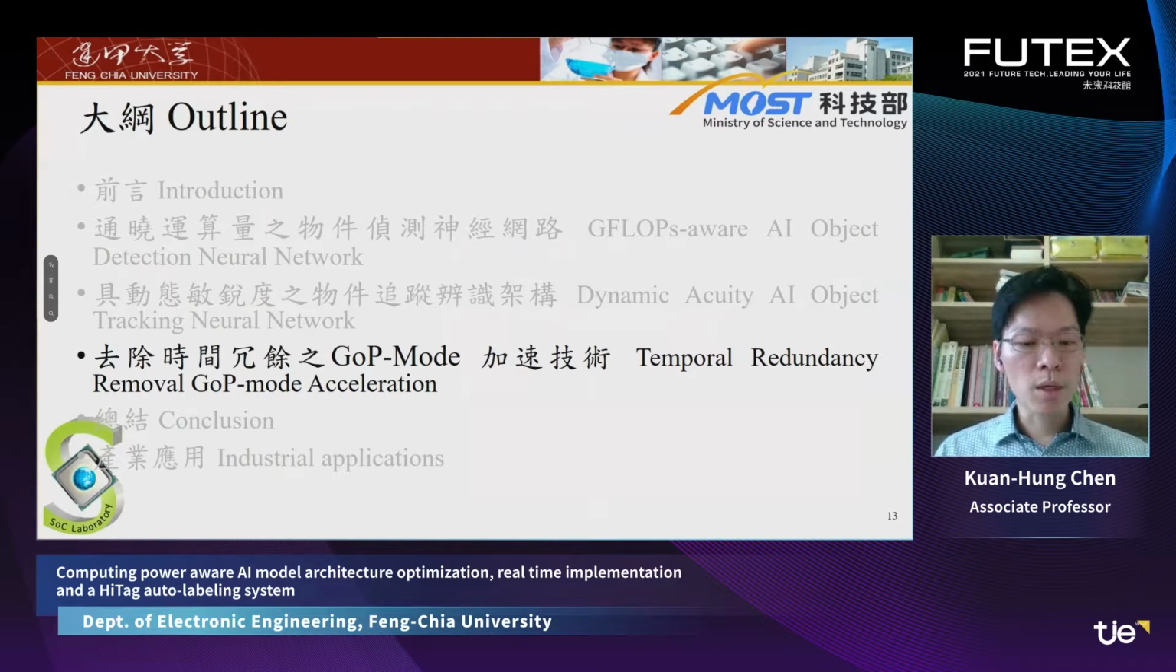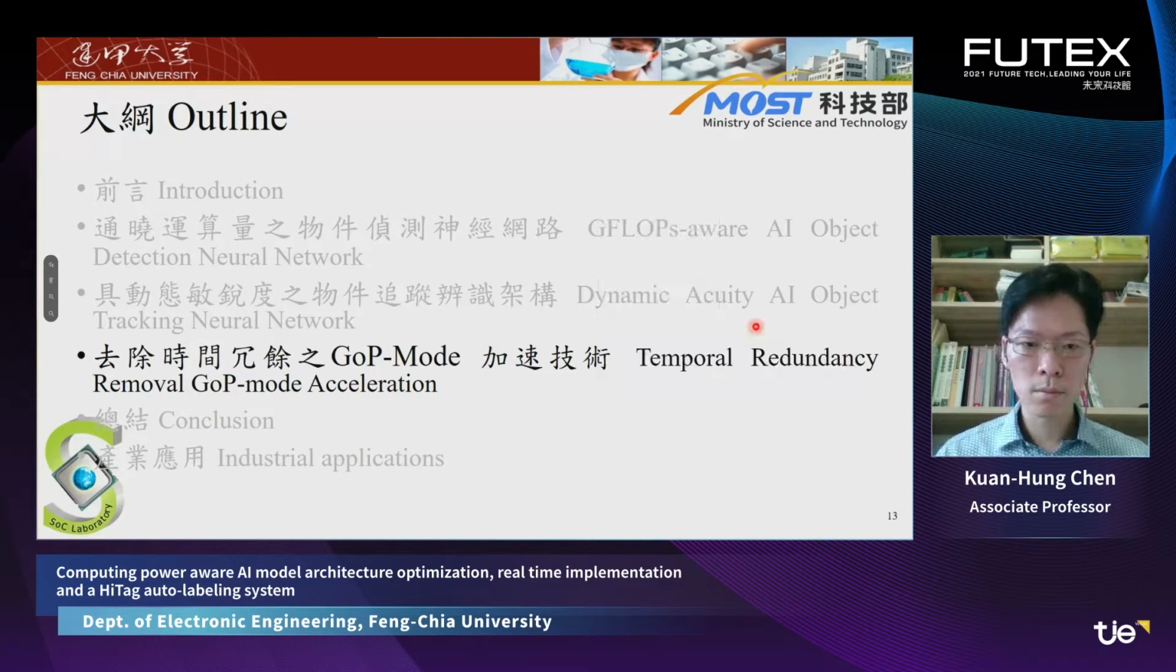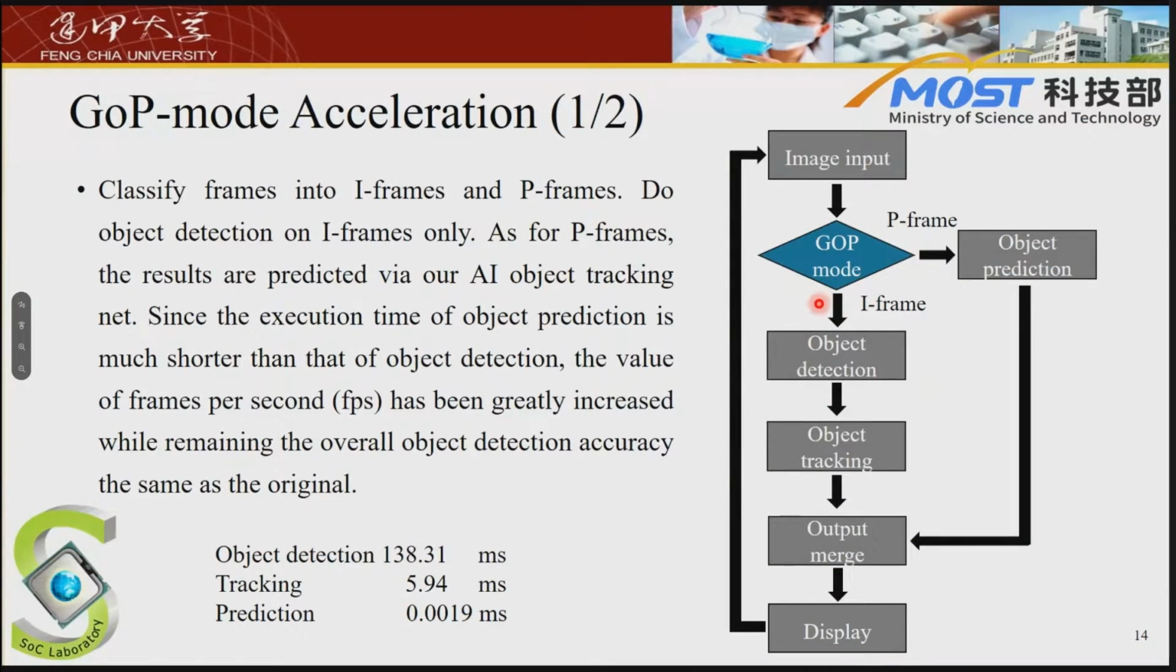The object tracking information can be further used to remove temporal redundancy. We call it group of picture mode acceleration. In GoP-mode, frames are classified into I-frames and P-frames. Object detection is executed on I-frames only. As for P-frames, the results are predicted via our AI object tracking net.